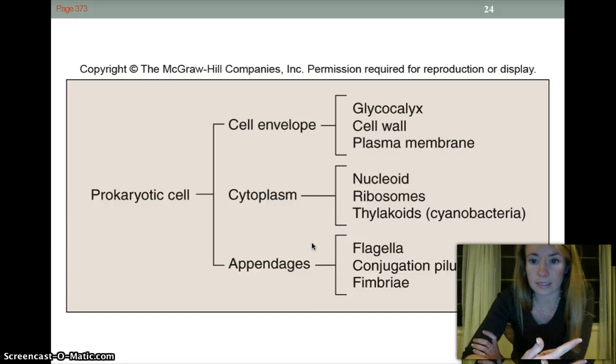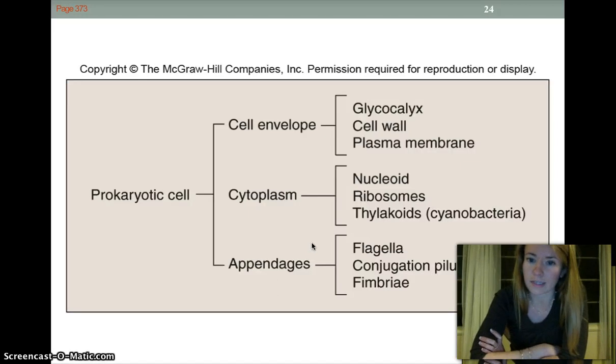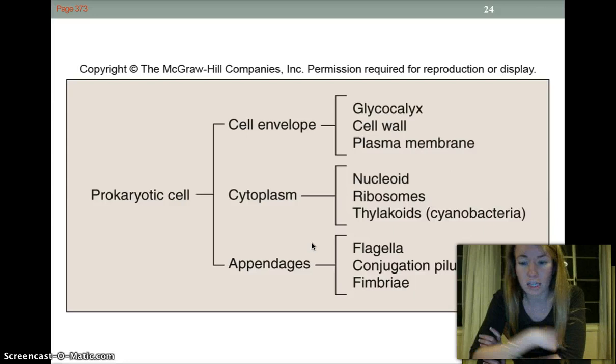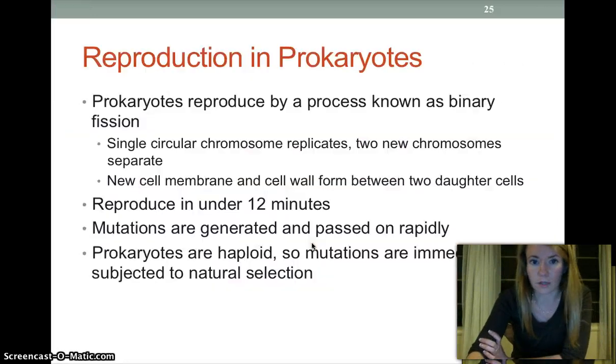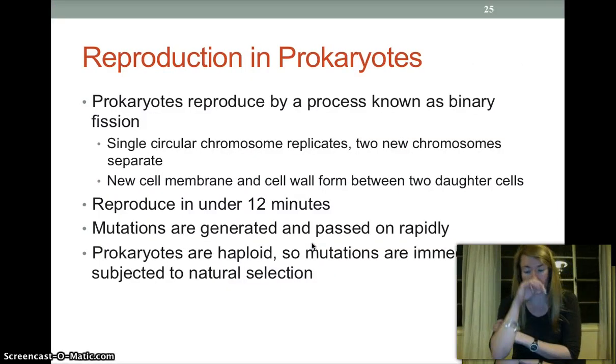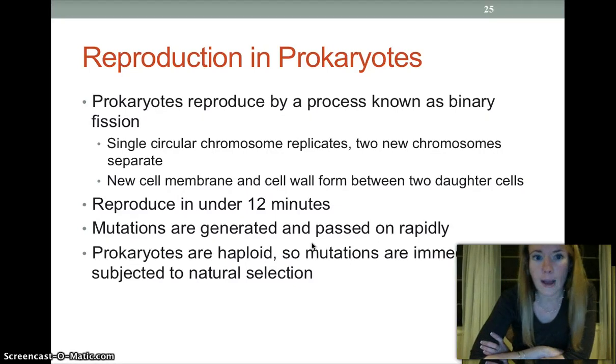Ribosomes and thylakoids. Those that are photosynthetic need a place to do their photosynthesis, so they have thylakoid membranes. And they also have things hanging off of them. They're appendages, like our arms and legs, except they have flagella, fimbriae, and what is called a conjugation pilus, which we'll talk about. So, reproduction in prokaryotes is obviously different than in eukaryotes.